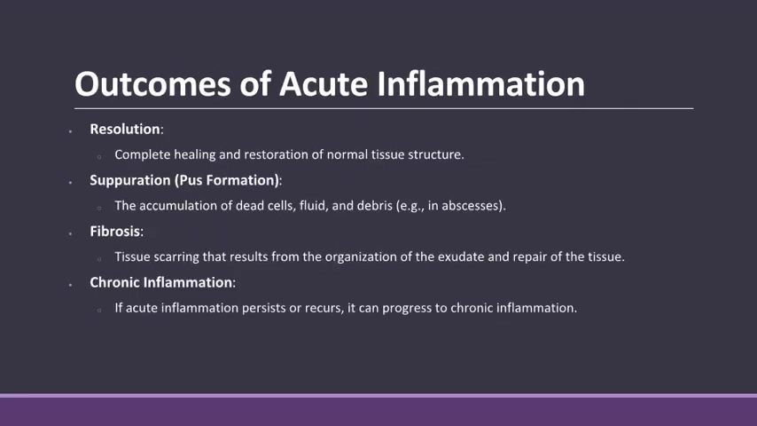Acute inflammation can have several outcomes. Resolution: the injury heals completely without permanent damage. Suppuration: pus formation occurs when neutrophils and dead cells accumulate, as seen in abscesses. Fibrosis: scar formation happens when tissue repair includes collagen deposition. Chronic inflammation: if acute inflammation is unresolved, it may progress to a chronic state. Each of these outcomes depends on the nature and severity of the initial injury.